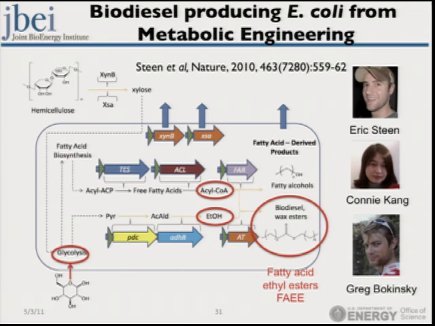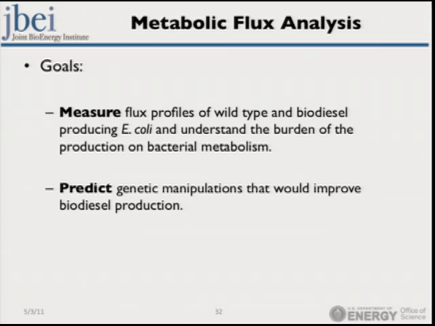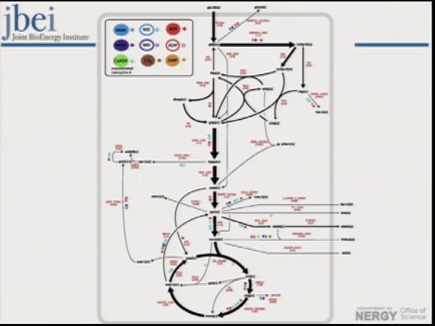The only difference is that instead of using hemicellulose, I was using labeled glucose that goes into glycolysis from the very beginning. Now, the goals of this project were, one, to measure the flux profiles of the wild type and biodiesel strains and understand what kind of burden the creation of fatty acid ethyl ester is creating on the cell metabolism. And the second one, more practical, is to try to predict genetic manipulations that would improve this biodiesel production.